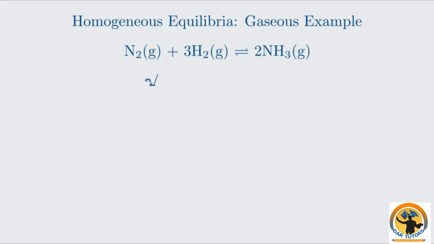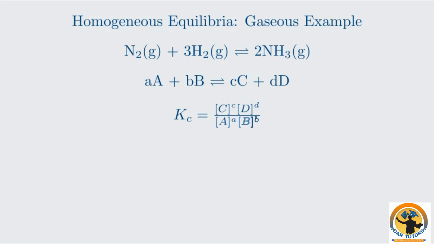For a general reversible reaction, aA plus bB is in equilibrium with cC plus dD, where lowercase letters are the stoichiometric coefficients. The equilibrium constant, Kc, is the concentration of product C to the power of its coefficient c, multiplied by the concentration of product D to the power of d, all divided by the concentration of reactant A to the power of a, multiplied by the concentration of reactant B to the power of b.